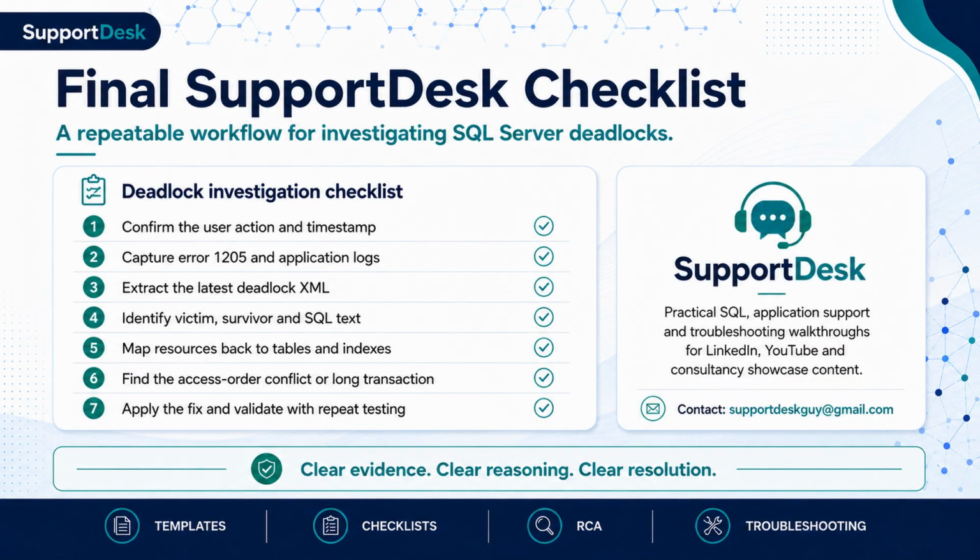The repeatable checklist is this. Confirm the user action and timestamp. Capture error 1205 and application logs. Extract the latest deadlock XML from extended events. Identify the victim, the surviving session and the SQL text. Map the lock resources back to tables and indexes. Find the access order conflict, long transaction or missing index. Apply a safe fix, then validate with repeat testing. This is the difference between saying SQL had a deadlock and delivering a useful root cause analysis.